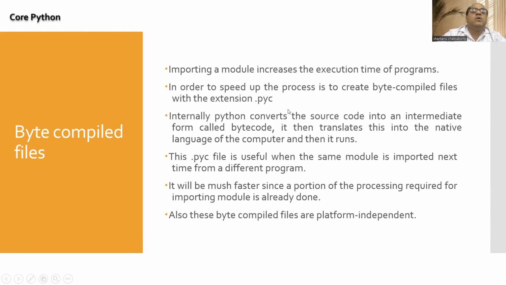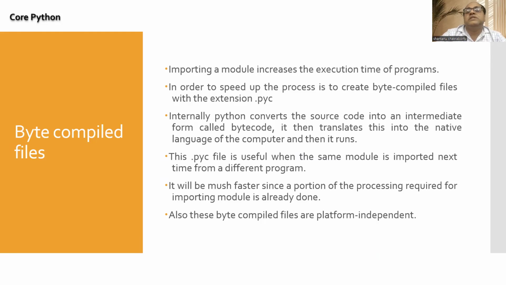Then we come down to byte compiled files. Very, very important: how we get a byte compiled file in Python. So when we import a module, it increases the execution time of a program, and to speed up the process, Python creates a byte compiled file with the extension .pyc. Python converts the source code to intermediate code, that is byte code, and then it converts the byte code into object code.